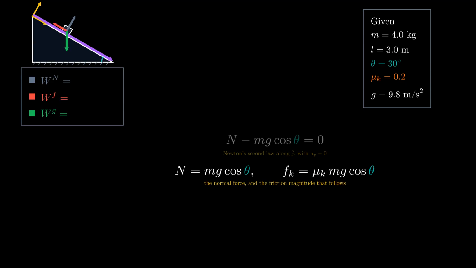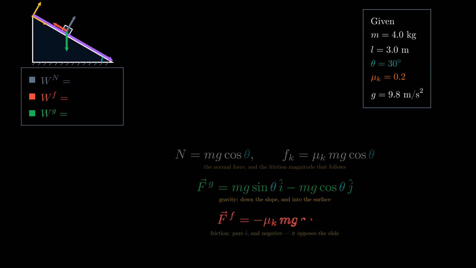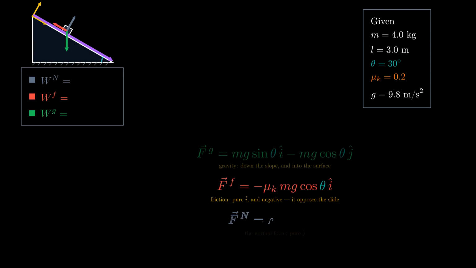Now decompose the three forces in the tilted coordinates. Gravity has a component mg sin theta pointing down the slope, and mg cosine theta pressing into it. The vector is mg sin theta i hat minus mg cosine theta j hat. Friction is pure i hat and negative, minus mu sub k mg cosine theta i hat. The normal force is pure j hat, mg cosine theta j hat.